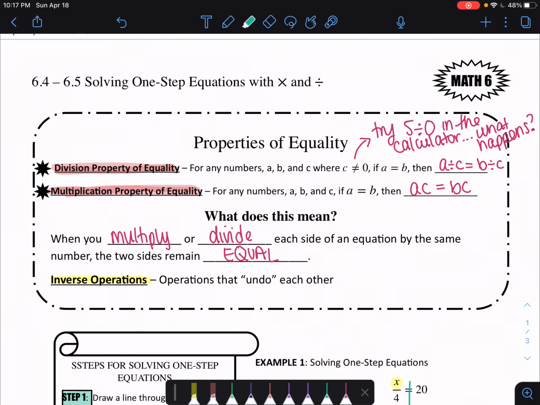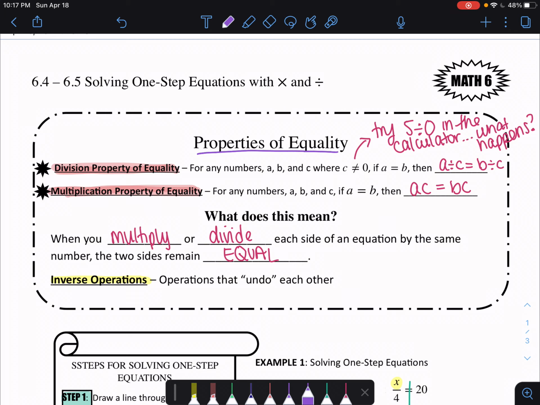Hey everyone, today we are going to be continuing talking about solving one-step equations. And today we are going to do our other two operations. So we're going to be doing multiplication and division. So first we're going to talk about the properties of equality that go with these two. So I've got the division property of equality and the multiplication property of equality.